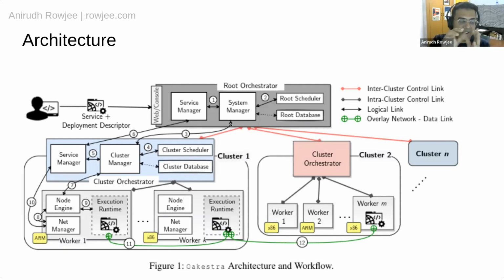So once you submit this descriptor, the root orchestrator says, okay, I have this requirement, and then it selects clusters. It doesn't select worker nodes. It ranks clusters, and in those clusters, it hands off scheduling authority to the clusters themselves. Then the clusters decide which worker nodes to schedule which containers or applications on. And that's what the node engine does. If you're familiar with Kubernetes, your node engine is parallel to your kubelet. The execution runtime they focus on is containerd, and the net manager is something like the container network interface you have with Kubernetes. So I hope the architecture is somewhat clear.